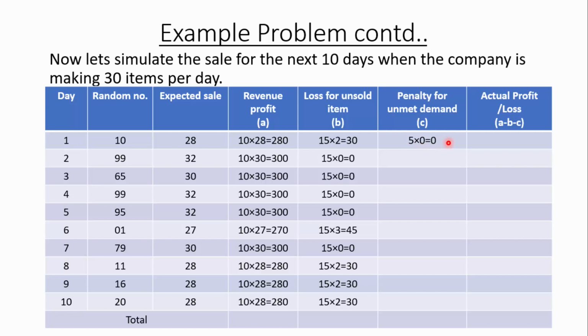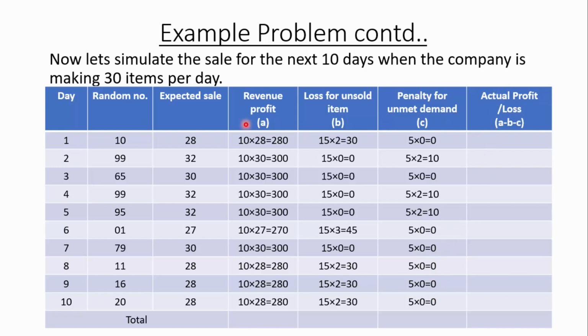So 5 into 0. Now for the second day, the expected sale is 32, whereas the company manufactures 30 items per day. So there are still two unmet demands, and on the basis of this, the penalty here will be 5 into 2, which is rupees 10. Now similarly, we will calculate the penalty for unmet demand for the remaining days, and these are the values we have found out here. Now let us calculate the actual profit or loss realized.